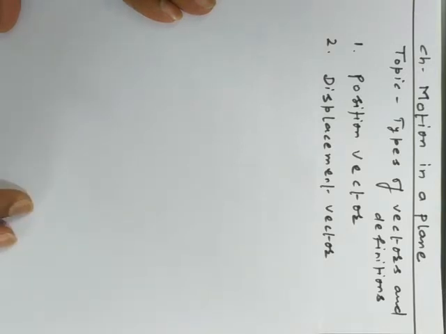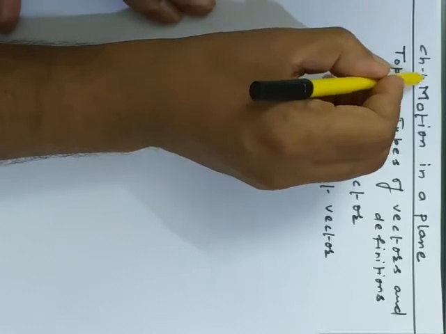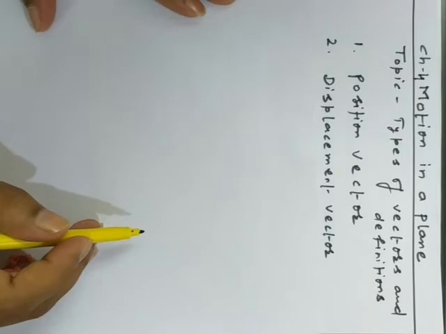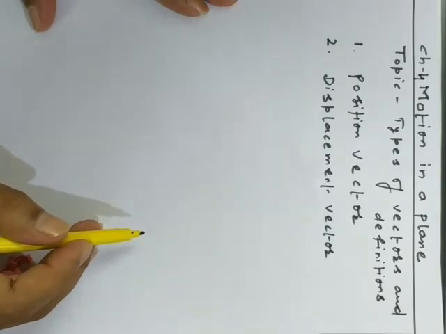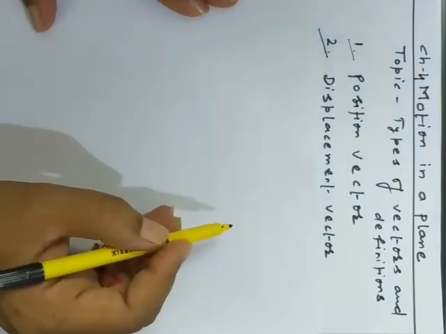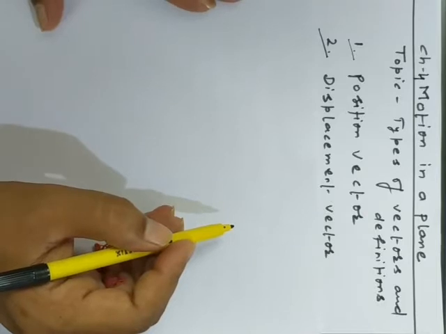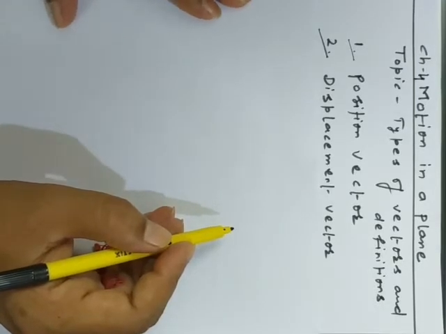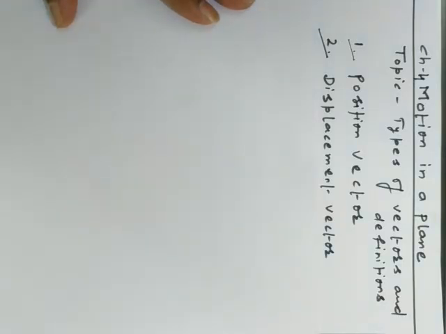Now, dear students, we have chapter number 4, that is motion in a plane, and today we have the topic types of vectors and their definitions. In the previous lecture we discussed two vectors, that means the position vector and the displacement vector. The position vector gives the position of a particle from the origin, and the displacement vector gives the information of how much quantity and in which direction it is displaced within the interval of time. Okay. Now today we will discuss another type of vectors and some of their definitions one by one.